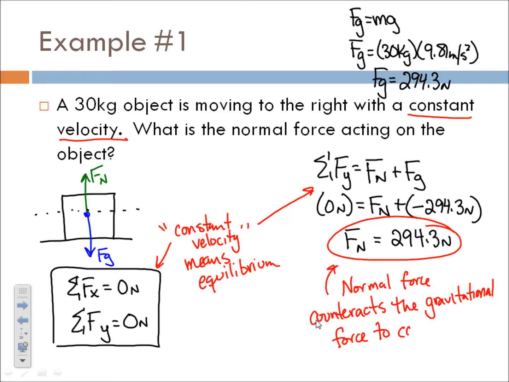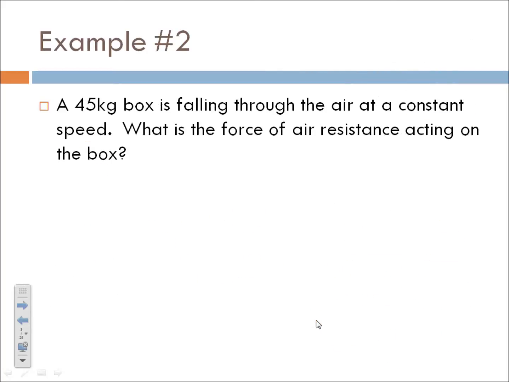To cause equilibrium, the only way it can do that is by being equal and opposite. All right. So let's look at our next example.